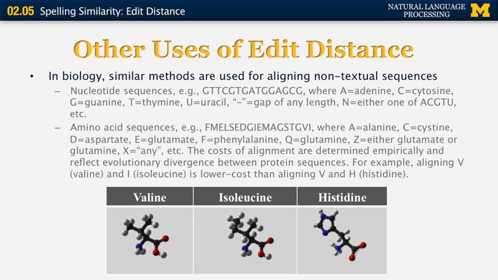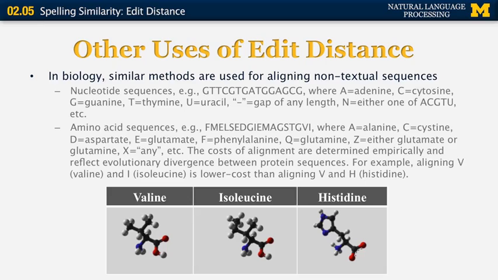Similarly, one can use dynamic programming techniques for aligning amino acid sequences. For example, F, M, E, L, C, D, G, and so on, where each of the letters represents a specific amino acid, such as aspartate or glutamate or glutamine, and so on. In this particular case, there are also wildcards. X stands for any amino acid, Z stands for either glutamate or glutamine, and so on.